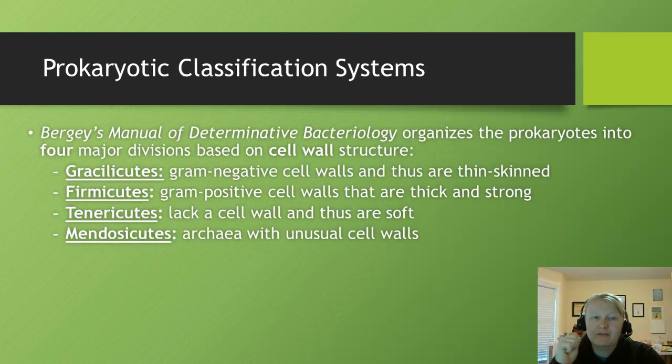There are four types of divisions based on Bergey's Manual. We've got Gracilicutes, Firmicutes, Tenericutes, and Mendosicutes. I'm not going to ask you to be able to regurgitate these, but I do want you to be familiar with them and be able to tell me what the differences are. Note that they are divided by cell wall, just like we've been talking about. We have our gram-negative cells, we have our gram-positive cells, we have the ones that lack the cell wall, and we have the archaea with unusual cell walls. So just be very familiar with these and you'll be all set there.